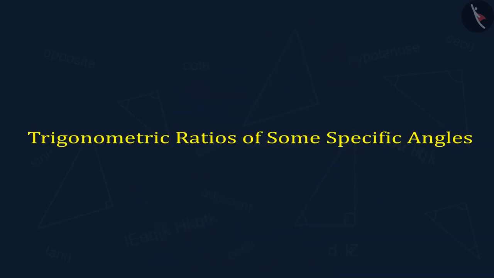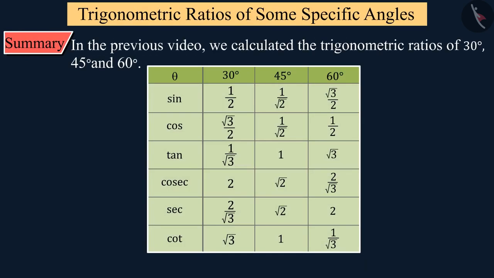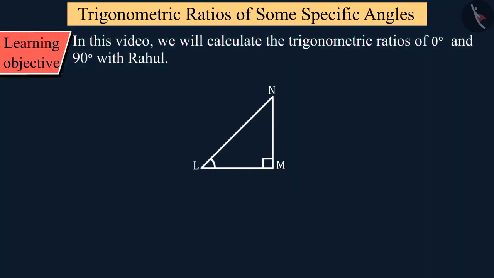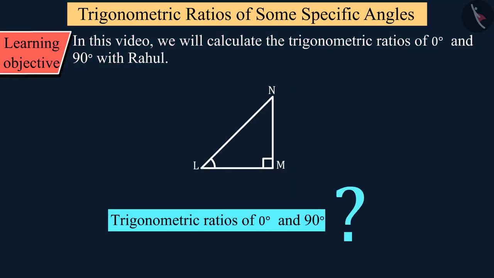Welcome to this video. In the previous video, we calculated the trigonometric ratios of 30 degrees, 45 degrees and 60 degrees. In this video, we will calculate the trigonometric ratios of 0 degrees and 90 degrees with Rahul.